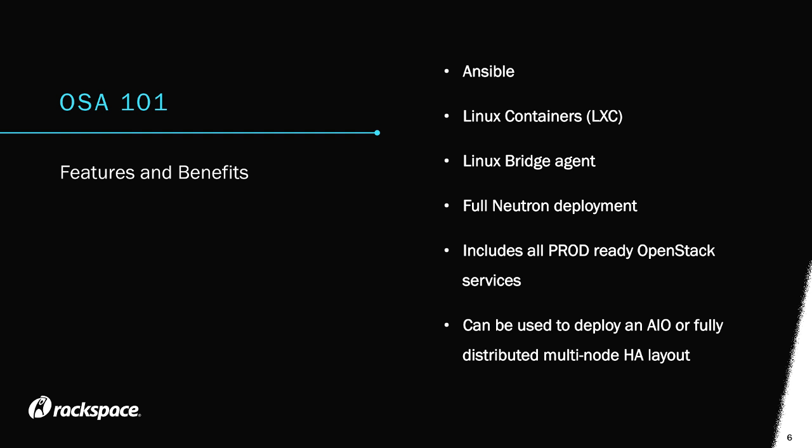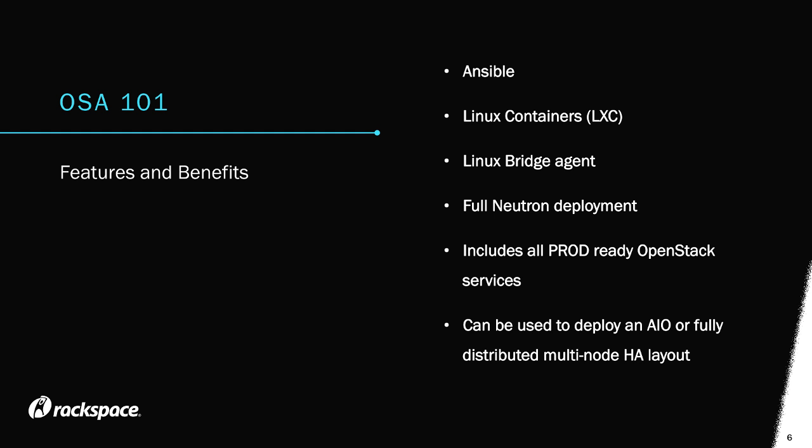Another feature of OSA that I think was a great advantage is that you will get a fully deployed Neutron service, right? So no longer dealing with Nova networking. You will get a fully deployed, fully working Neutron installation, where you can leverage either layer 2, which is VLANs, or layer 3, which is VXLAN networks, right?